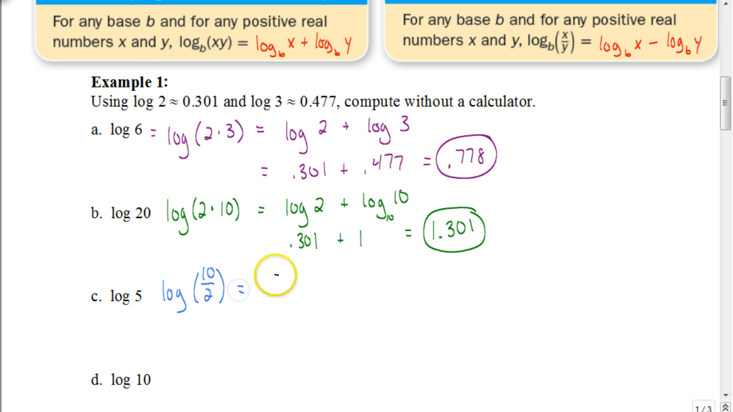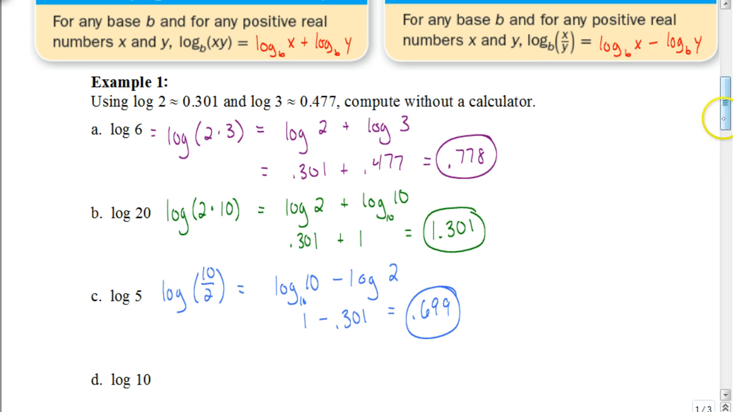And we're going to break that up now into two pieces. So this will be the log of 10 minus the log of 2. The log of 10, we just said that's the same as 1 because this base and this base are the same. So it's going to be 1 minus log of 2. Well, log of 2 is 0.301. And when you go to subtract those, we get 0.699 would be your answer.